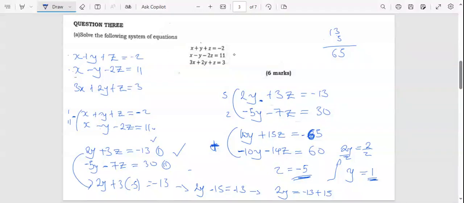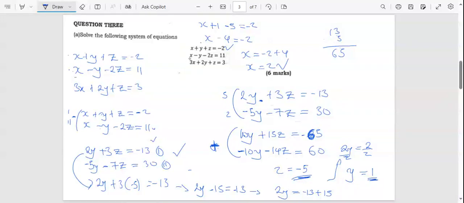Let's find now x. We get one of these equations. Let me get the same one. So I have x, then y is 1, then z is negative 5. So I'll put negative 5 there, is equal to negative 2. So I'll say x minus 4 is equal to negative 2. When it goes to the other side, x is equal to negative 2 plus 4, which is x is equal to 2.